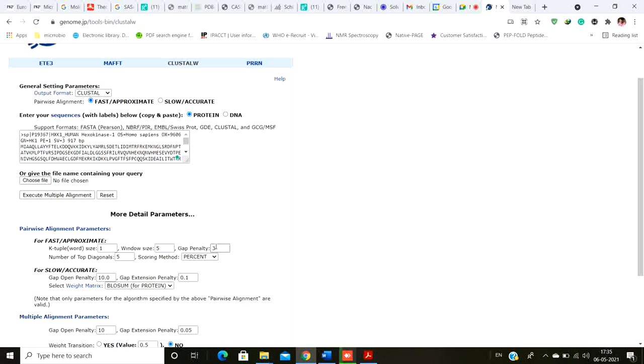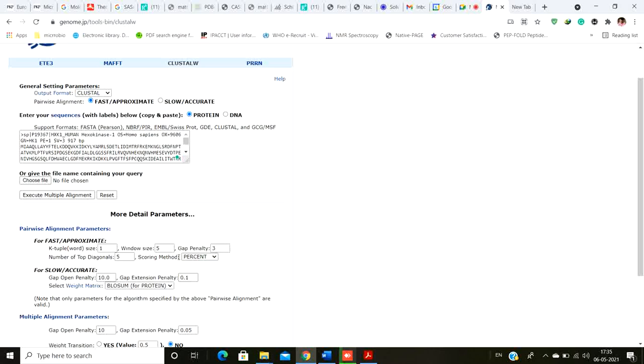So generally you have to keep it the same because the scoring will alter. Okay, so generally it's kept at 3, but depending upon your research and the work that you are going to do, you can change it. Similarly, you can also change the scoring method. We're going to keep it at percent because that gives a better result.